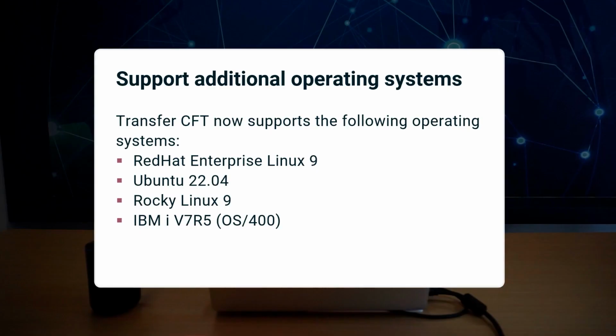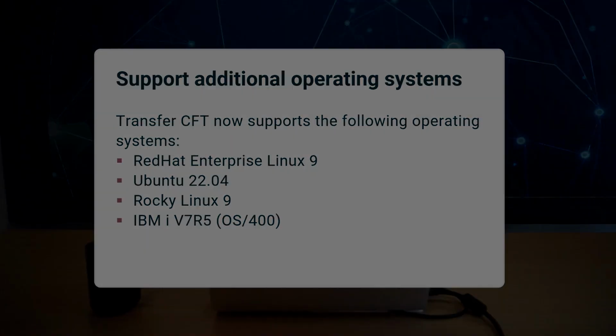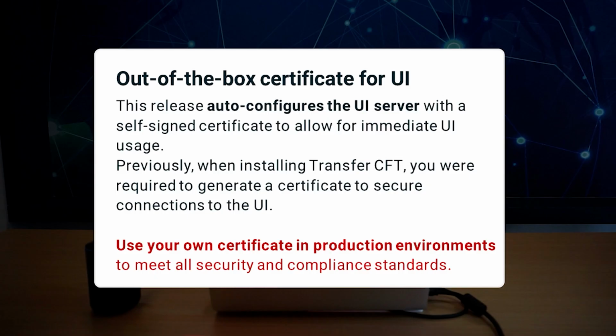To accommodate our clients' adoption of the latest operating systems, starting with this release, we support Red Hat Enterprise Linux 9, Ubuntu 22.04, Rocky Linux 9, and IBM i version 7R5 for OS 400. We provide an out-of-the-box certificate for the UI for ease of access.